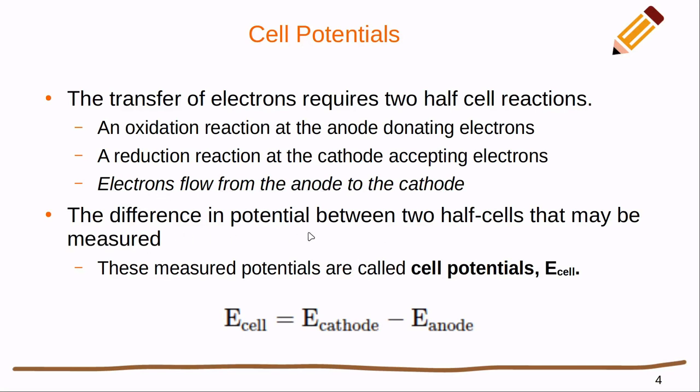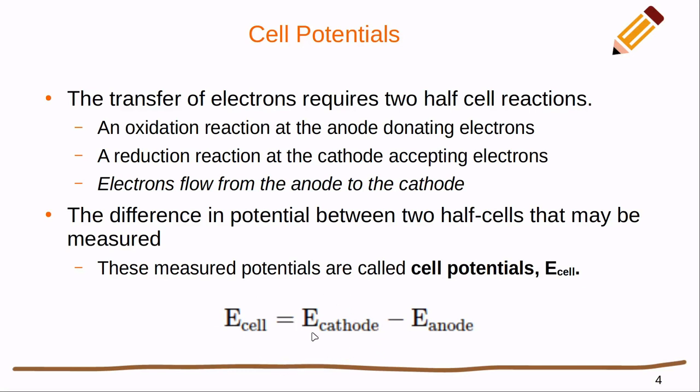The difference in potential between the 2 half cells may be measured. These measured potentials are called the cell potentials, okay? So the voltage that's going to be produced by that cell. And if you know anything about physics or electricity, you'll know that voltage can only be measured between 2 points. So if I measure the voltage between the cathode and the anode on a galvanic cell, I'm going to get the cell potential for that cell.